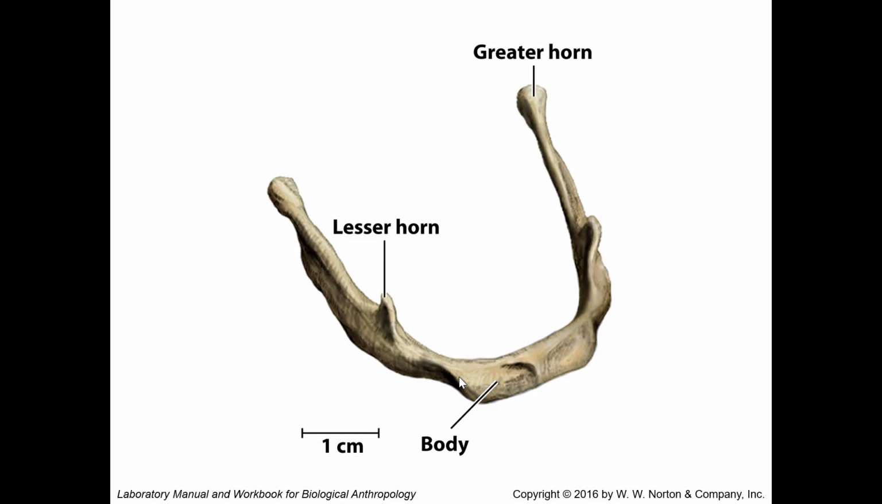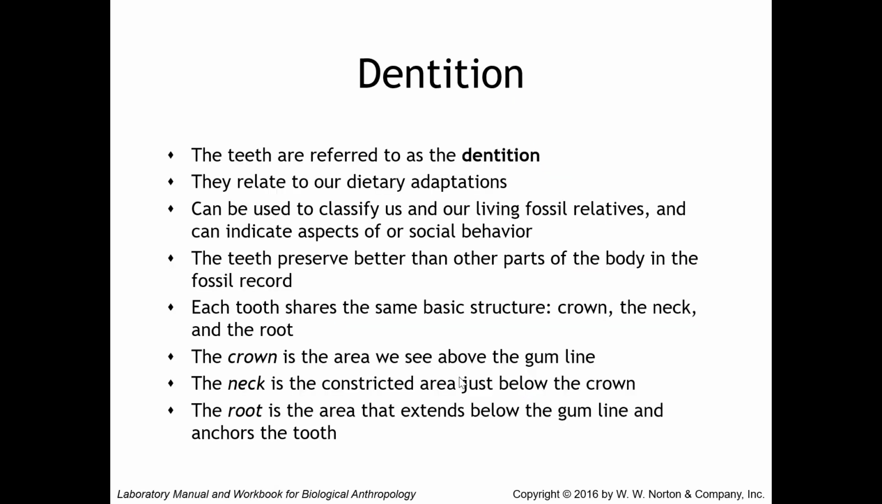So like I said, we're going to talk about dentition. So the teeth are referred to as the dentition. The dentition that we have relates to our dietary adaptations. And when we talk about our different primates, we're going to talk about the different types of dentition that they have. But for our purposes, just know that our teeth are specific for our dietary adaptations.